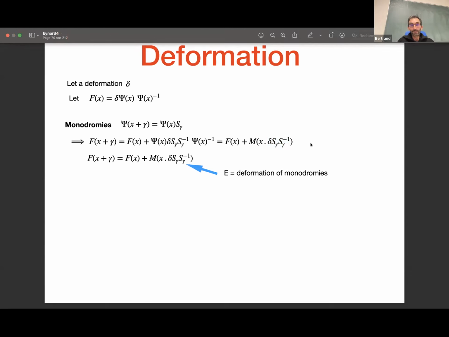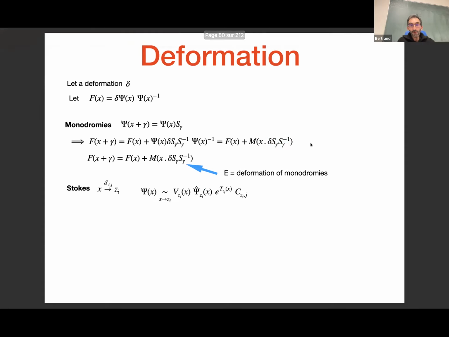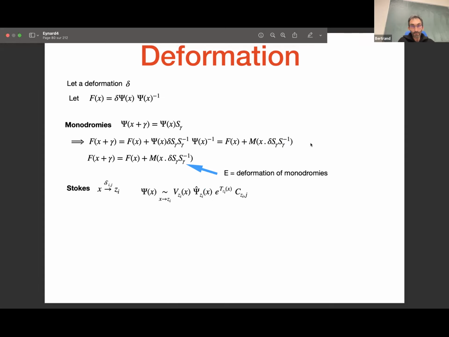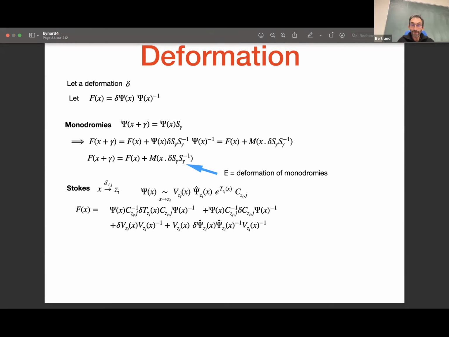Now let's look at the behavior near poles. We know the behavior of psi, so let's compute the behavior of F near the poles. It contains several terms. There will be the deformation of T, the deformation of C, the deformation of psi hat, and the deformation of V. So we'll have four terms. Let me write all of them, but they are of slightly different nature.